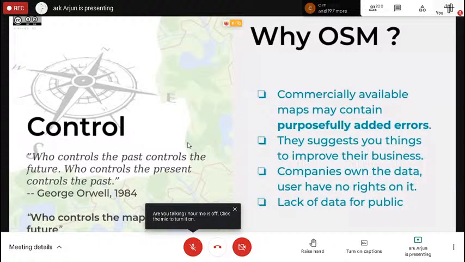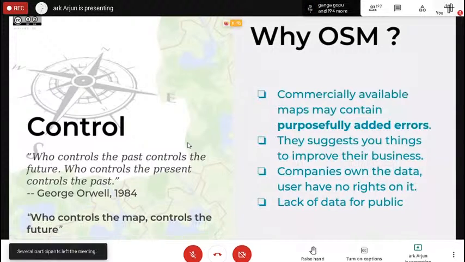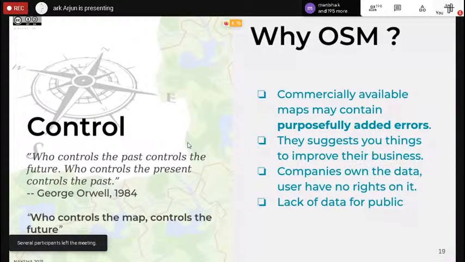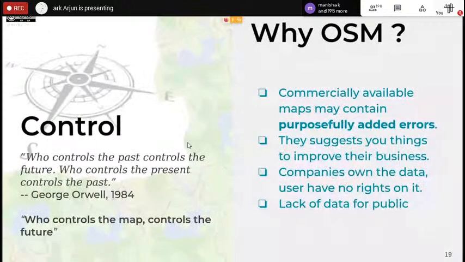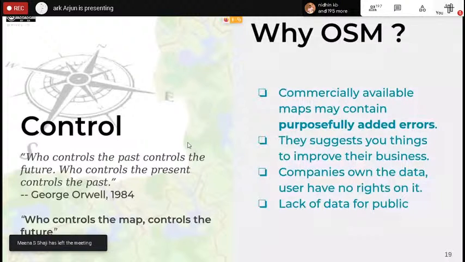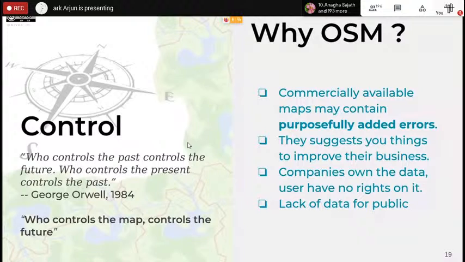Before, it was just used for navigational purposes, and now even the food or the cabs reach the pinpoint location where you stand because of these maps and map data. On the right side is the technical aspect, and on the left side you can see the philosophical aspect of why we need OSM. Coming to the technical aspect, commercially available maps may contain purposefully added errors. You can see purposefully added errors in all the commercial maps.